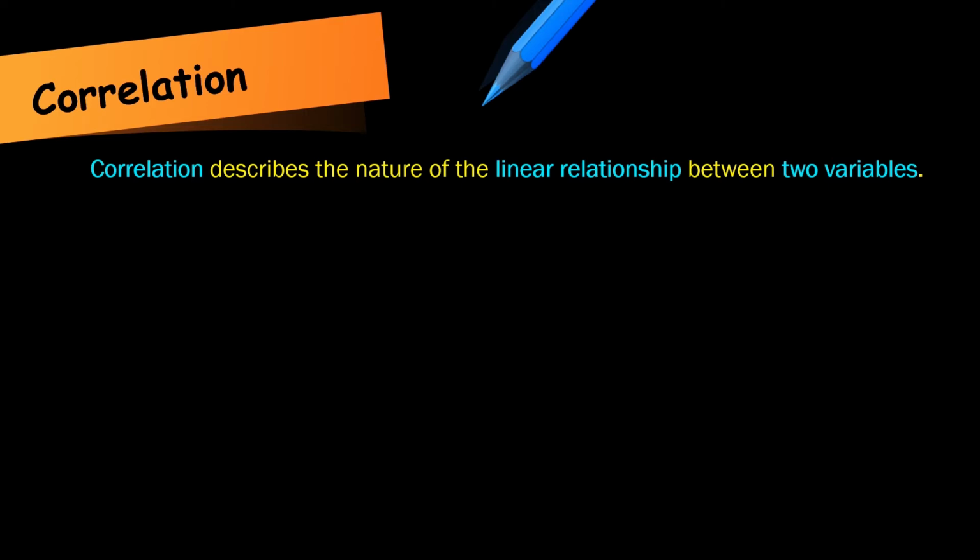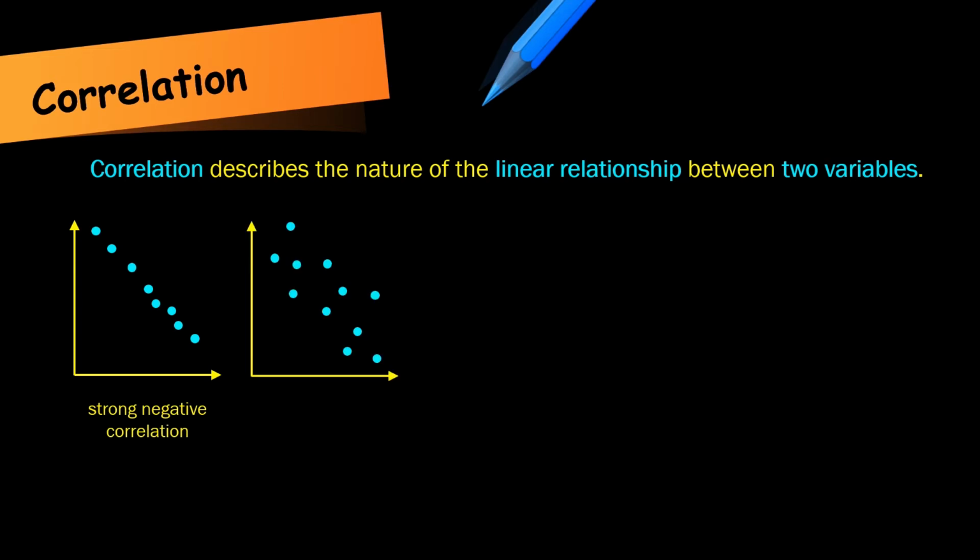Correlation describes the nature of the linear relationship between two variables. So, if we have a scatter plot like this one, this represents a strong negative correlation, which means as one variable increases, the other one decreases linearly, or in an approximately linear manner. Here, the scatter plot displays weak negative correlation. So notice that the points aren't as tightly clustered around a straight line.